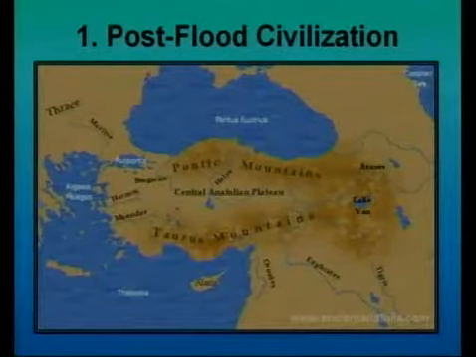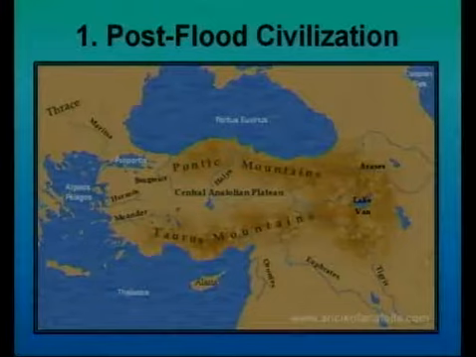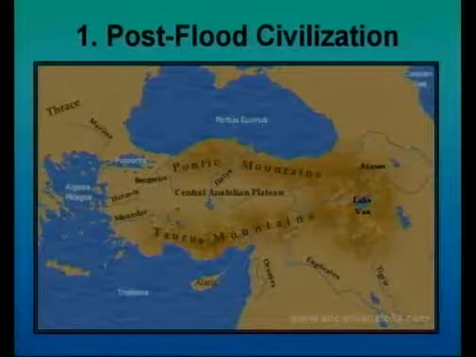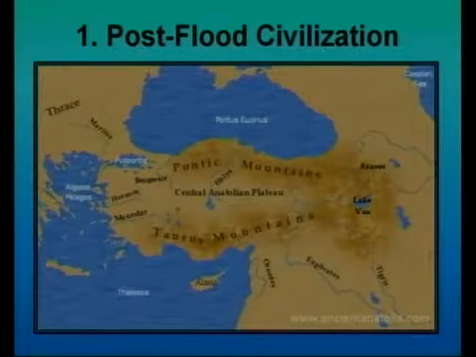So let's move on. The first part tonight, post-flood civilization. If you have a look at the map there, you can see the shaded bits of brown all around Turkey. It's known by archaeologists as Anatolia. Anatolia is a region, basically, that includes Turkey, Armenia, northern Syria, and western Iran, where the brown shading is.